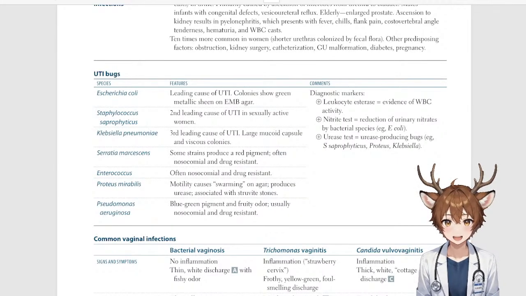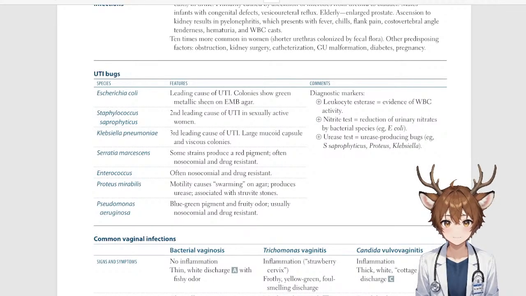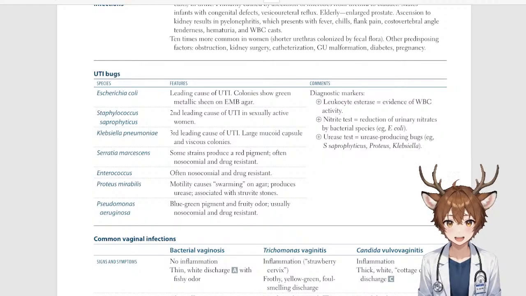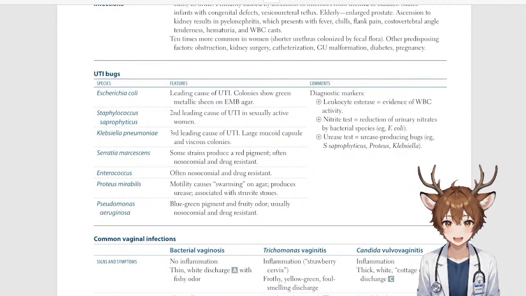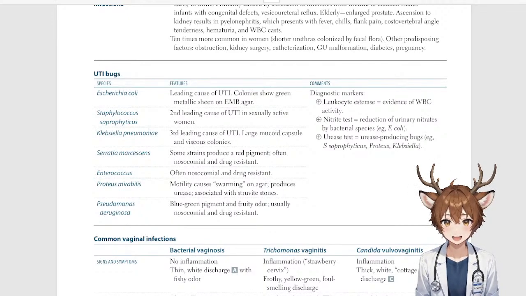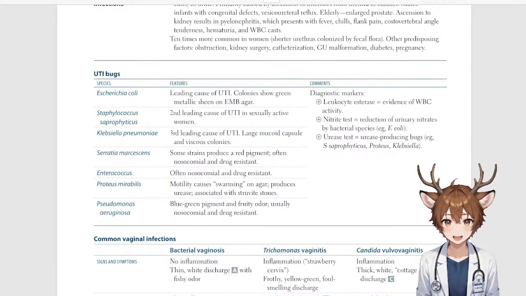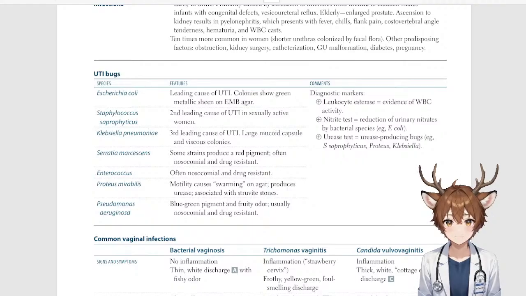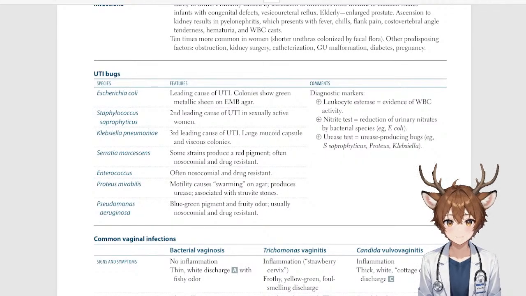Serratia marcescens. Some strains produce a red pigment, often healthcare associated and drug resistant. Enterococcus, often healthcare associated and drug resistant. Proteus mirabilis. Motility causes swarming on agar, associated with struvite stones, produces urease. It's urease positive. Pseudomonas aeruginosa has a blue-green pigment with fruity odor, usually healthcare associated and drug resistant. Bear in mind the blue-green pigment is because it has pyoverdin and pyocyanin pigments.